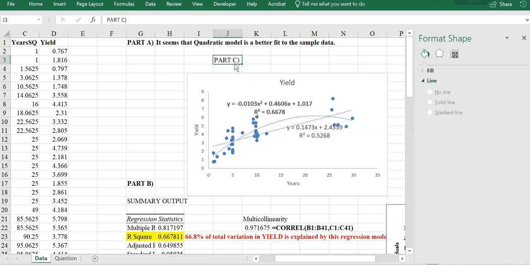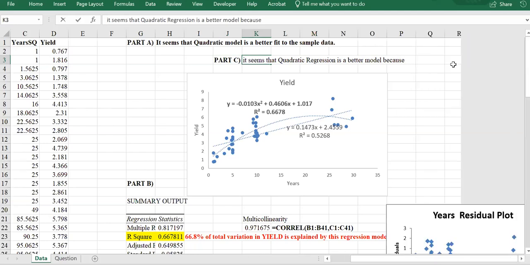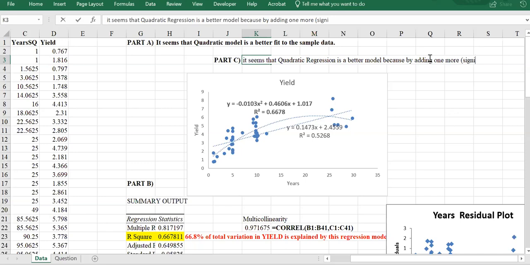And it seems that quadratic regression is more powerful, or is preferred, simply because by adding one more significant variable, R squared increases from 53% to 67%, increases by 14%, which is a significant improvement.